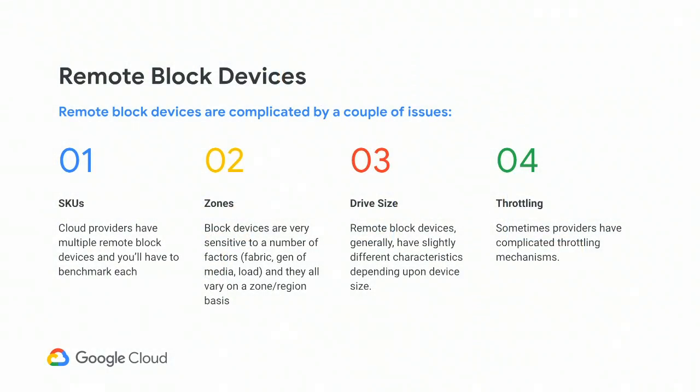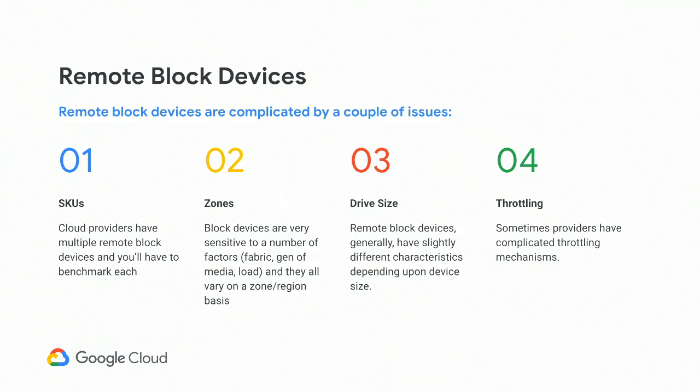Block devices. Remote block devices are just like networking in that they're complicated. They have all networking problems, plus they have media problems. They are very complicated to benchmark correctly. There are many SKUs. Every cloud has a bunch of different SKUs. Every zone is completely different due to fabric being different, due to the generation of the media being different. Cloud is always like this. We're always buying different media as the generations go along, so there's a little bit of inconsistency there.